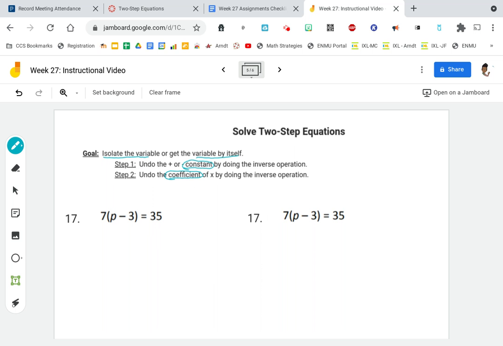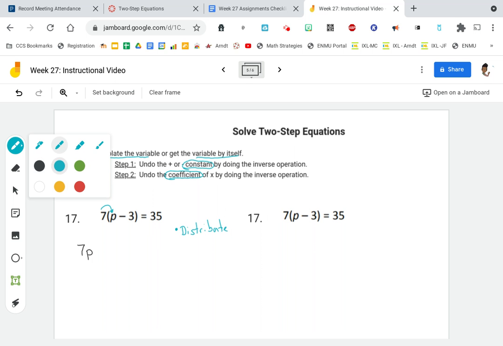Okay. So if you look at number 17, we have 7 times parentheses p minus 3 equals 35. So we're going to have to do something. We have options. We could distribute first if we want to. And we've already talked about distributing. Remember, that's when we're giving something out. And here we're giving out that 7, or we're multiplying 7 times p, which would give us 7p.